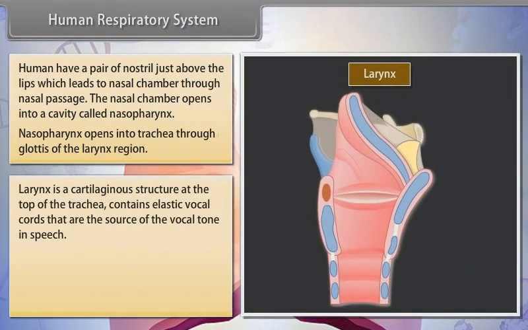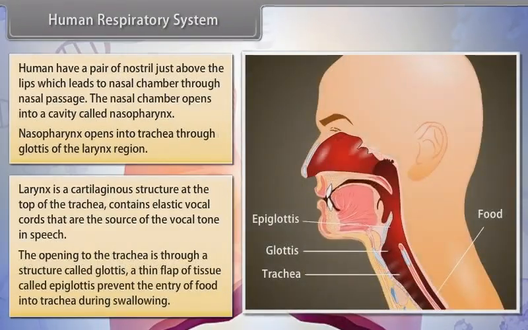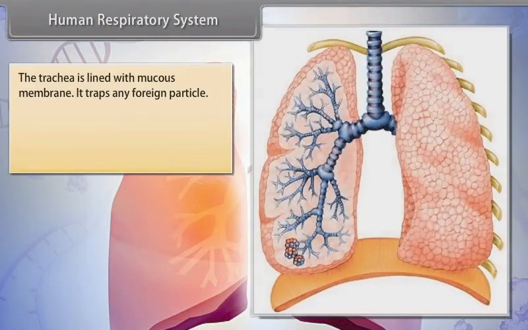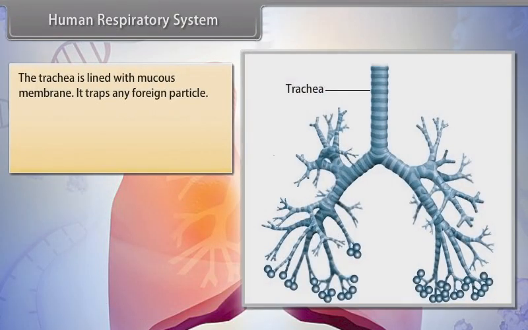The top of the trachea contains elastic vocal cords that are the source of the vocal tone in speech. The opening to the trachea is through a structure called the glottis. A thin flap of tissue called the epiglottis prevents the entry of food into the trachea during swallowing. The trachea is lined with mucous membrane. It traps any foreign particles.